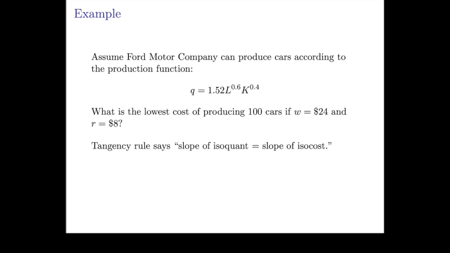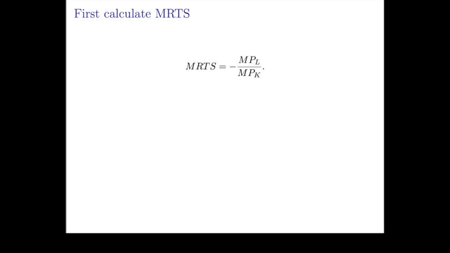Remember, the tangency rule says we want to set the slope of the isoquant equal to the slope of the isocost line. So let's do that. The slope of the isoquant, remember, is the marginal rate of technical substitution, and the slope of the isocost line is minus W over R. So let's first calculate the marginal rate of technical substitution. Remember, that's just the negative ratio of the marginal products.